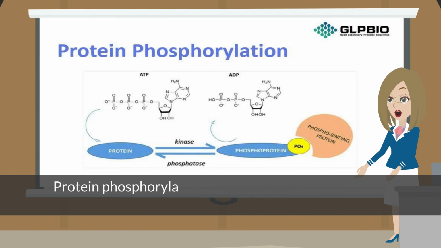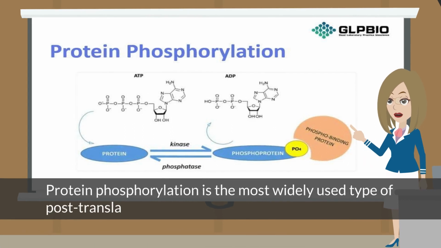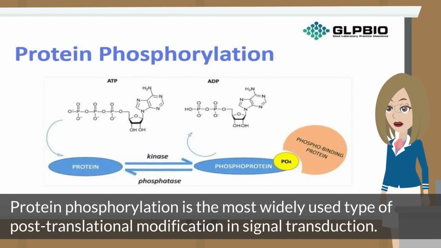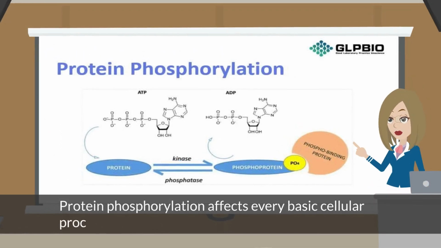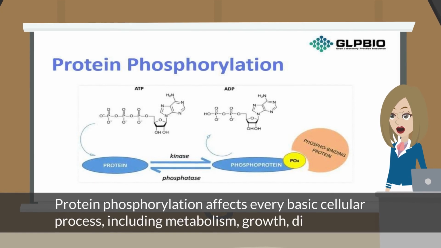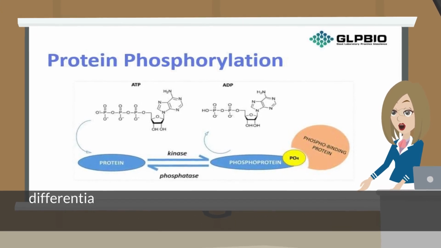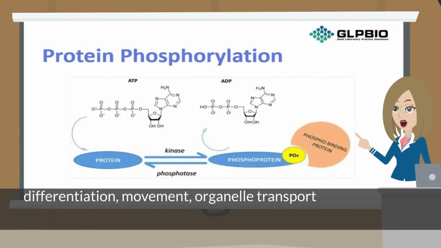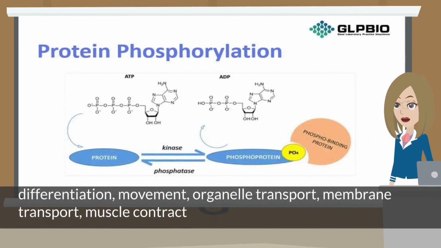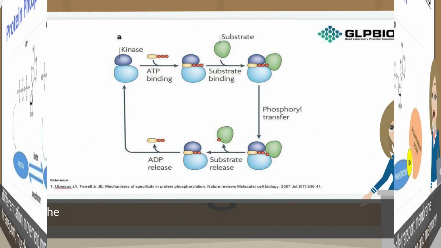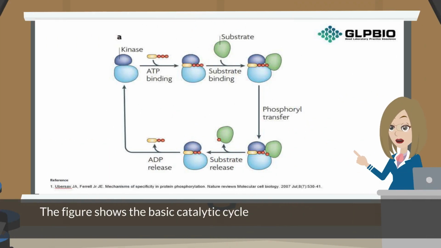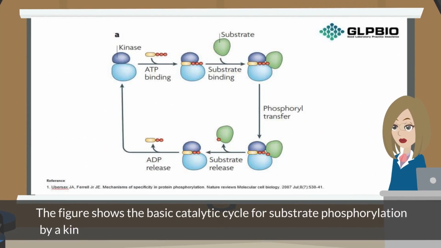Protein phosphorylation is the most widely used type of post-translational modification in signal transduction. Protein phosphorylation affects every basic cellular process, including metabolism, growth, division, differentiation, movement, organelle transport, membrane transport, muscle contraction, immunity, learning, and memory. The figure shows the basic catalytic cycle for substrate phosphorylation by a kinase.